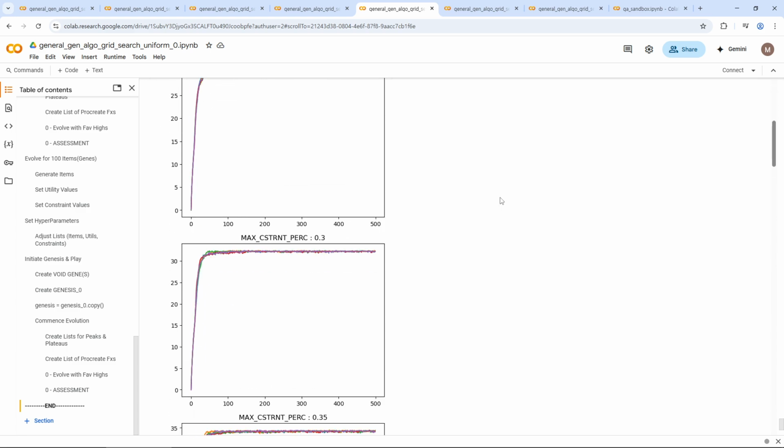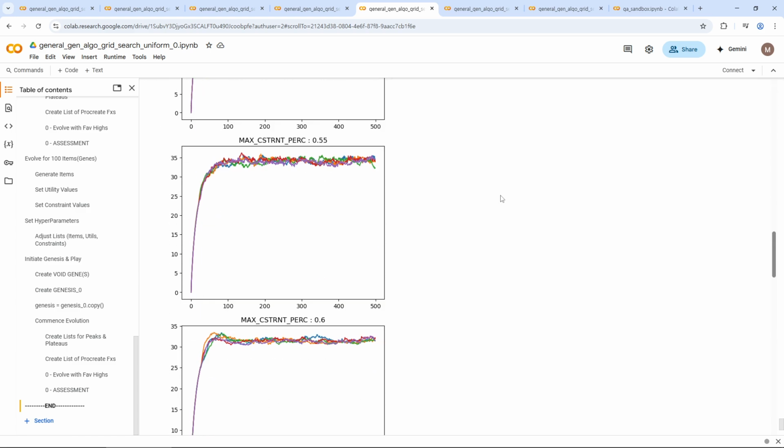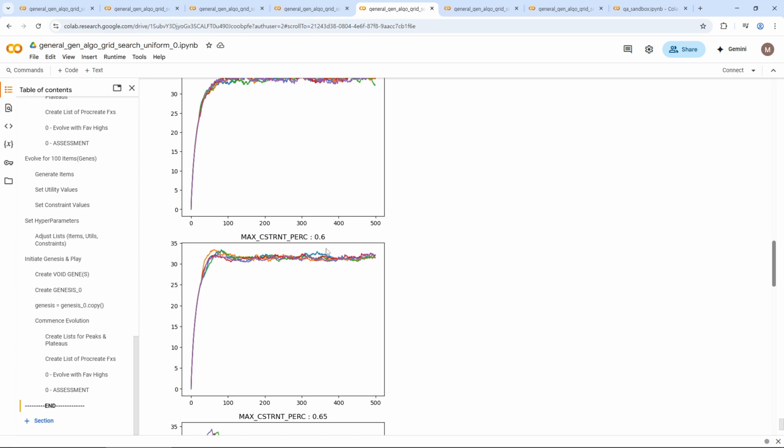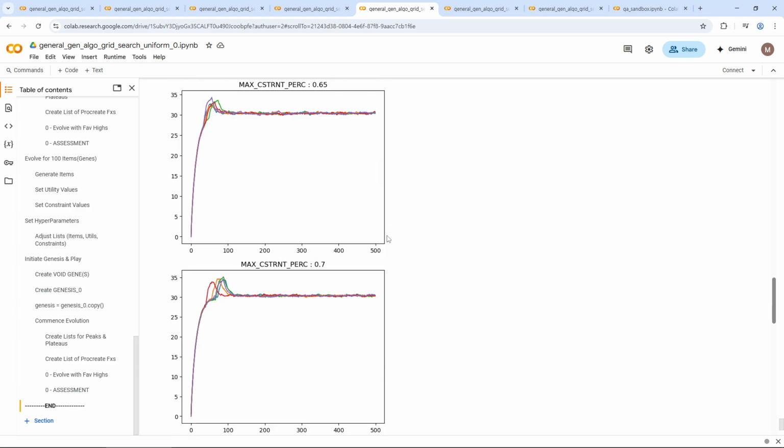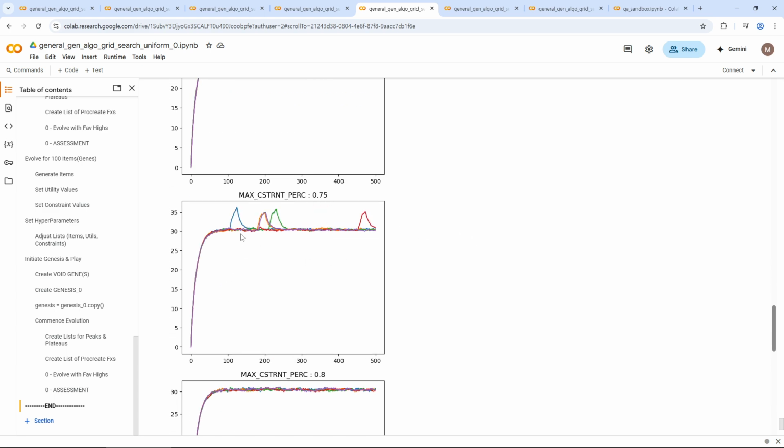Let's just jump right to around 60%. We do have a slight peak and then it plateaus. At 65%, we do have peaks and then it plateaus at around 30. At 70%, very similar, peaks and then plateaus at around 30. At 75%, peaks and then plateaus, at around 30 again.